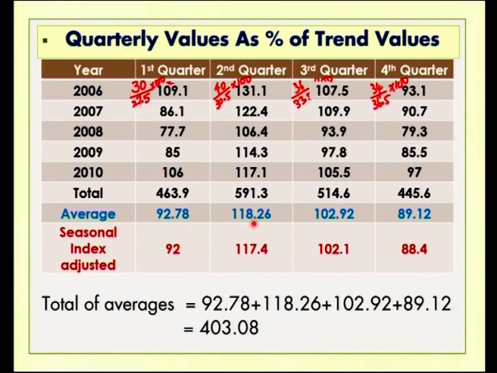Then similarly, the total is 591.3, divided by 5 you get 118.26. Likewise, it is calculated. 92.78 plus 118.26 and so on gives the total of the averages. Here the total is 403.08. The average of averages is 403.08 divided by 400, which is equal to 100.77.